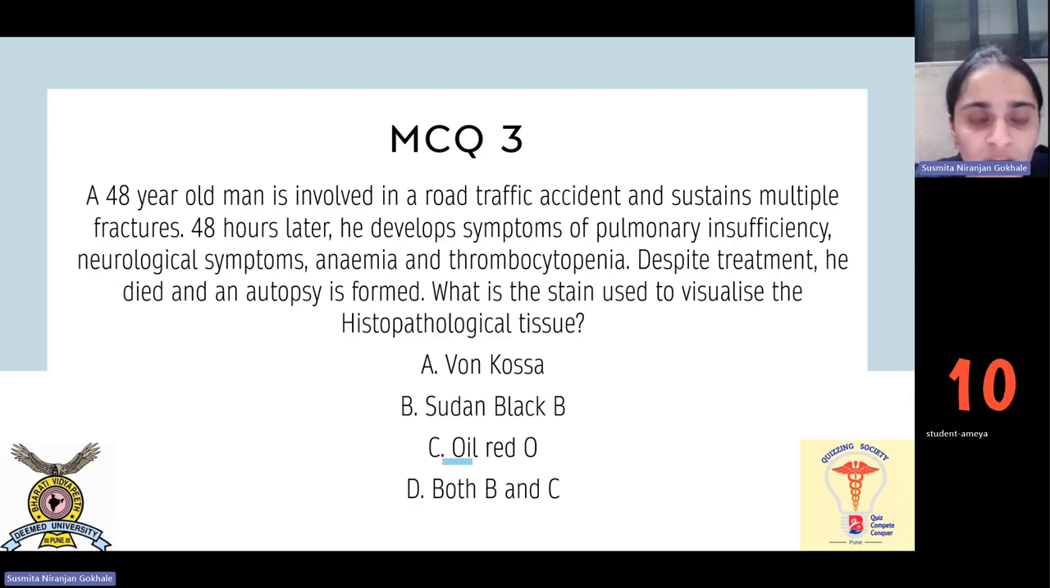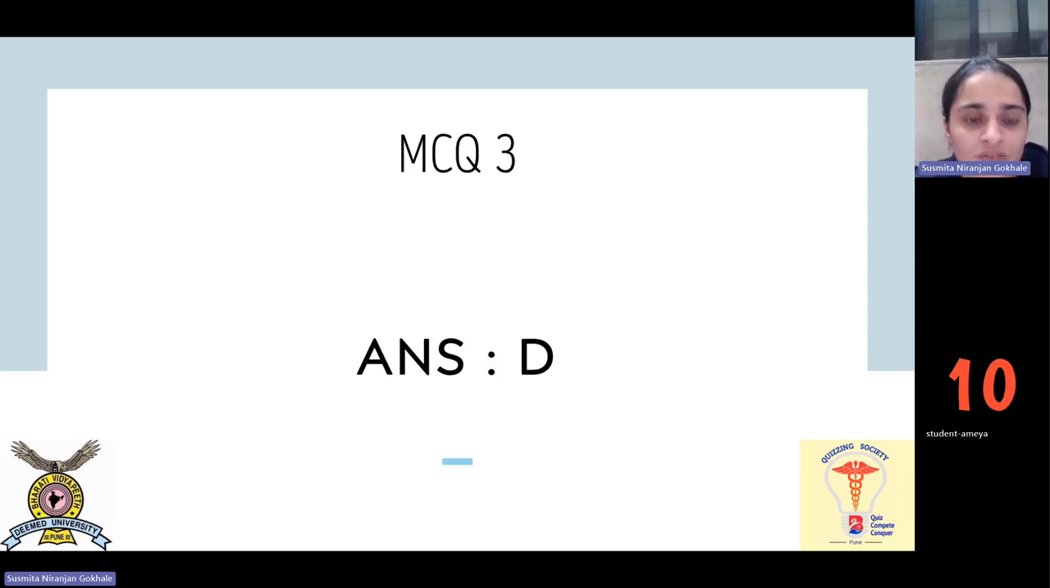Both of them are the appropriate stains which are usually used to detect fat globules inside the blood vessels or anywhere. So, according to me, the most appropriate option for this question is option D, both B and C. Now we look at the answer, which is D.